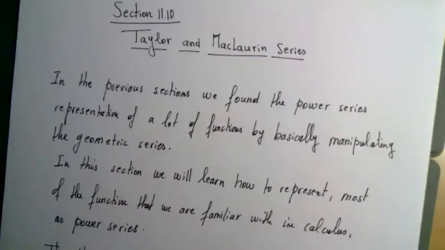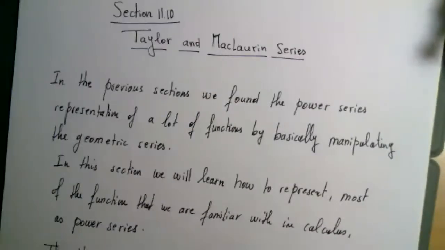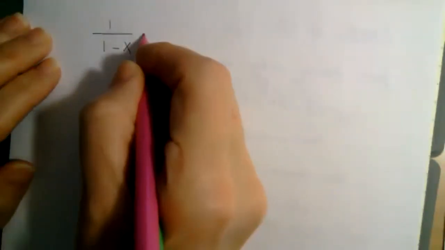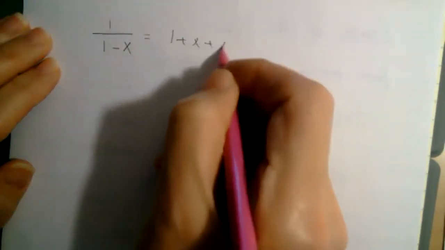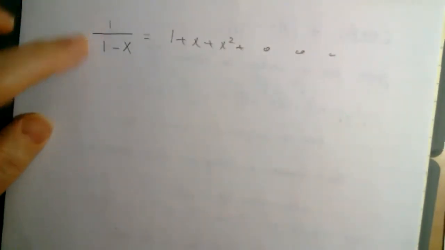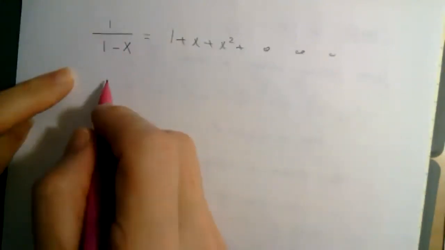In the previous section, we found the power series representation of a lot of functions, and we did that by basically manipulating the geometric series. Everything we did was based on the geometric series. We started with 1 over 1 minus x, which is 1 plus x plus x squared, etc. That's the geometric series. That's how we got 1 over 1 minus x, and everything was based on it.